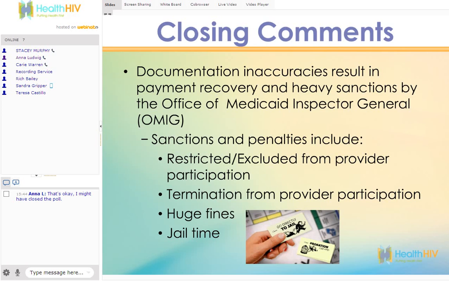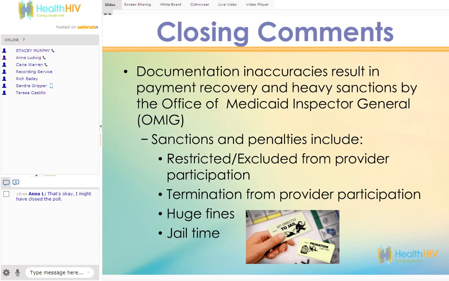Sanctions and penalties from the OIG, whether it's Medicare or Medicaid, include restricted or excluded participation from the Medicare program or the Medicaid program. They can terminate your provider status. They can terminate your license. There's huge fines, and then there's jail time, which we don't want. We don't want any of these to impact your ability to provide care to your patients.